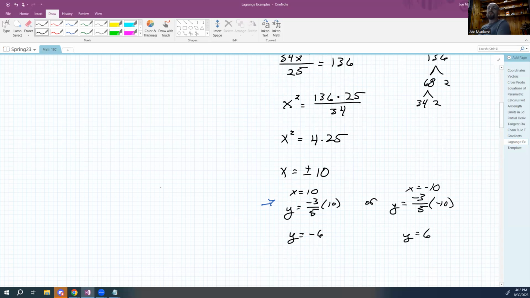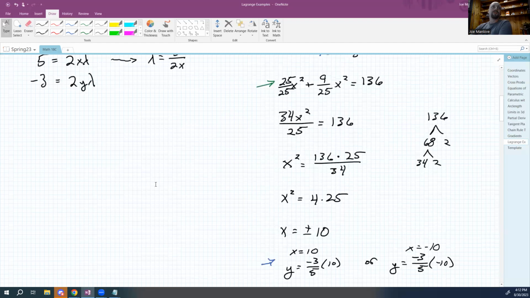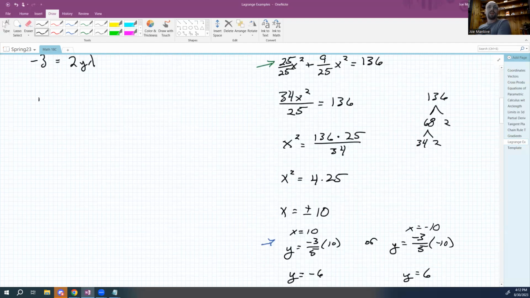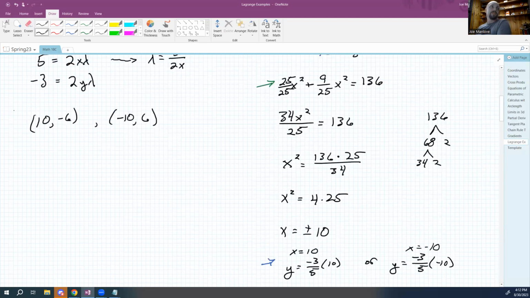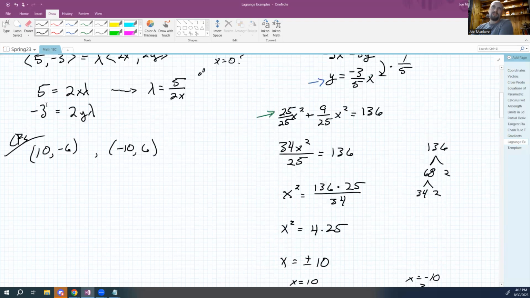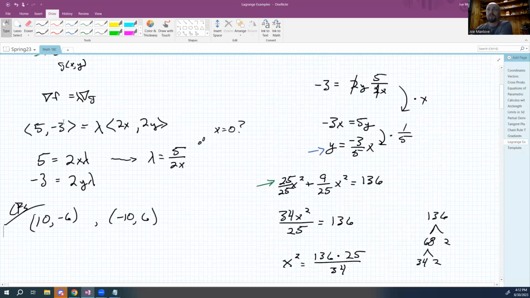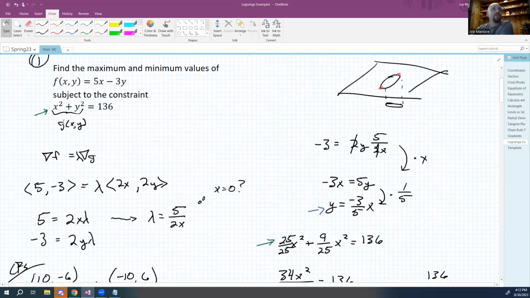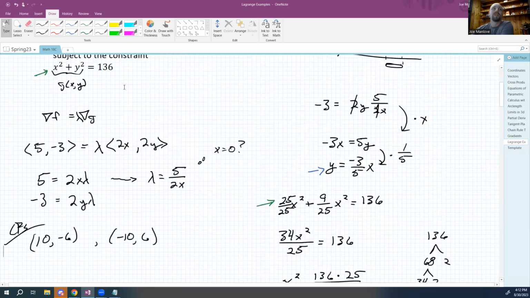Okay, so those are my 2 points. So ultimately here I've got 2 points: 10 comma negative 6 and negative 10 comma 6. Those are my 2 critical points. These are the kind of interesting points. They're not really critical points. They're like the answers out of Lagrange multipliers, but what else? And then what am I trying to maximize? I'm trying to maximize and minimize 5x minus 3y.